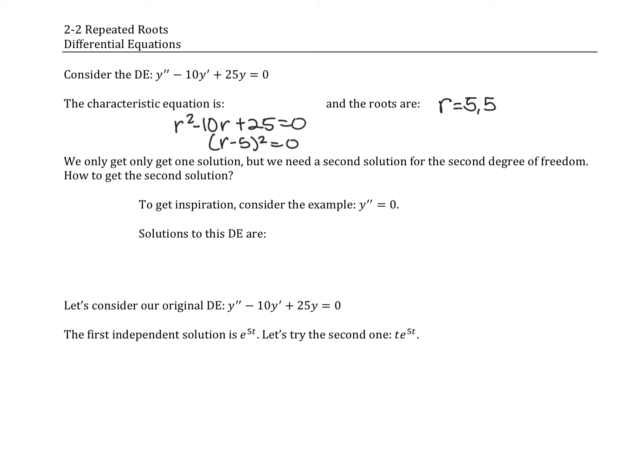and r equals 5. Shouldn't it be r equals -5? No. It is 5. Good question, though, because I sometimes mess that up.